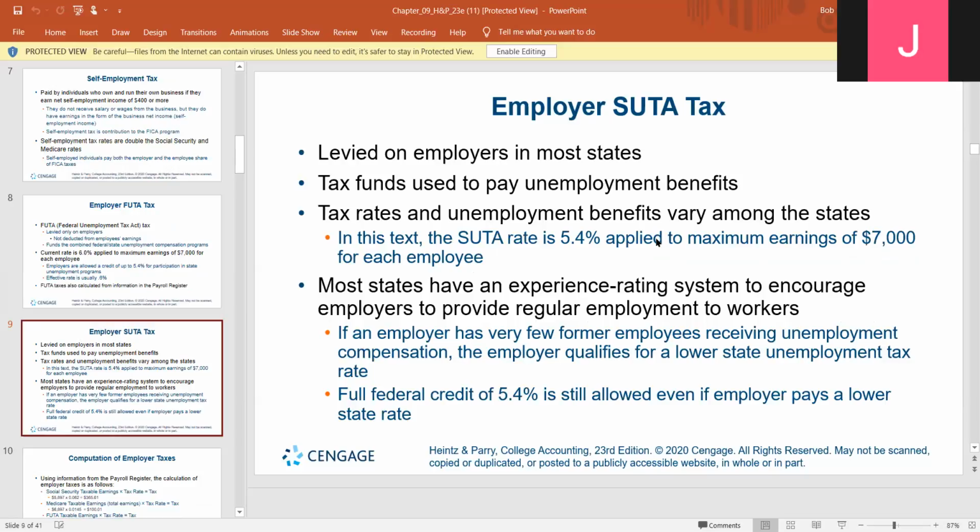Now, these are two taxes, FUTA and SUTA, that are somewhat controllable. If you have a business with very little turnover, you're not sending many people to the unemployment office, you will receive a reduction in the rate, and that can be a significant savings. But if you're a business like fast food where students come and go, low-wage people come and go, you would have some pretty high unemployment rates, okay? And like it says here, most states have an experience rating system to encourage employers to provide regular employment.